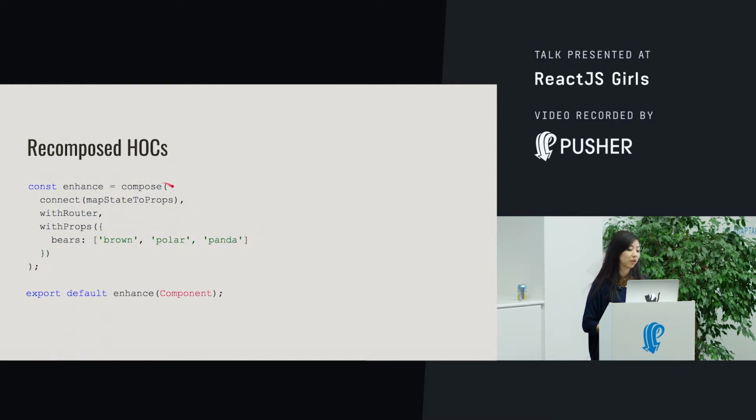So you've got a compose function, and now you can list all your higher order components in order. It makes sense. It's readable. Someone else can jump in on the project and know what's going to go on.